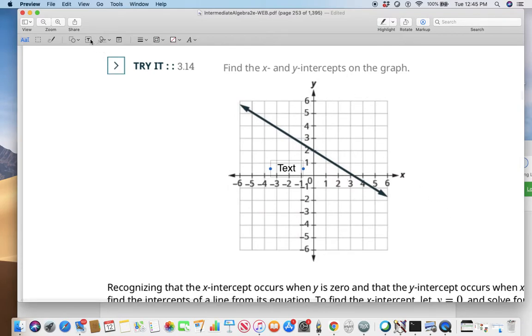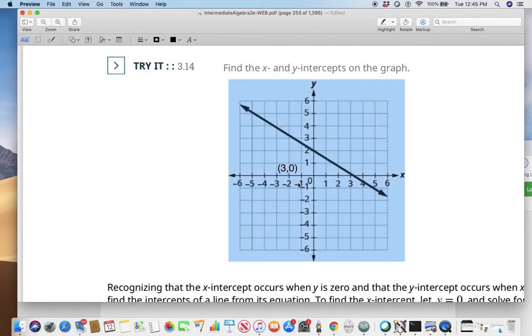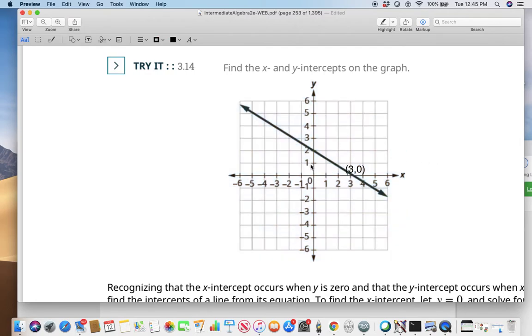X and y intercepts of this line. It passes through 3. Slightly off of 3, but it should be 3. X coordinate 3, y coordinate 0. That's the x-intercept. The y-intercept is (0, 2). X coordinate is 0 because you're on the y-axis, and y coordinate is 2.